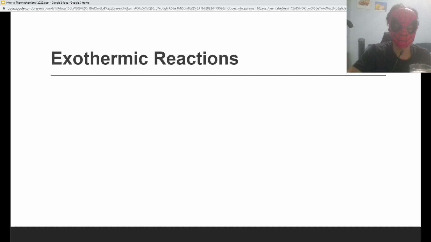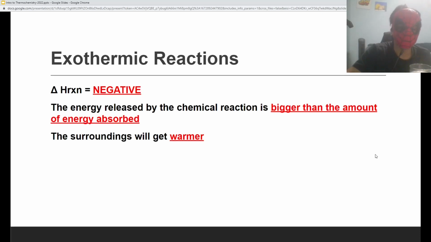In this slide, we are discussing exothermic reactions, which are basically chemical reactions that release energy in the form of heat. Exothermic reactions have a negative enthalpy change, which means that the energy released by the chemical reaction is greater than the amount of energy absorbed. This excess energy is transferred from the system to the surroundings, causing the surroundings to get warmer.